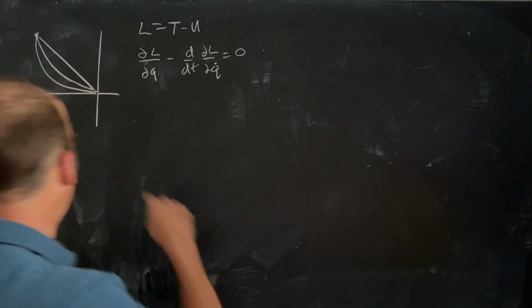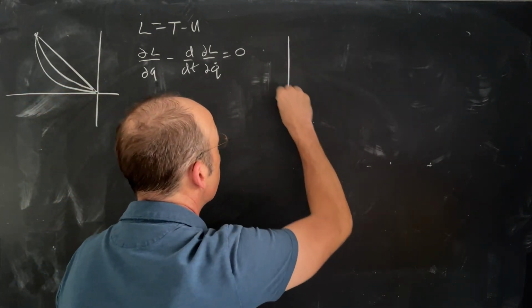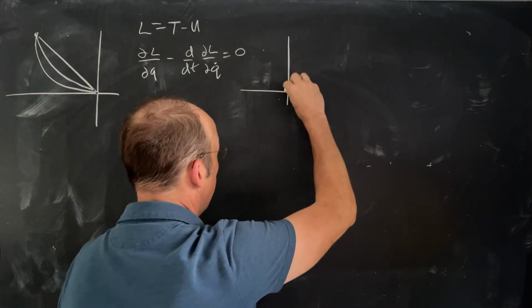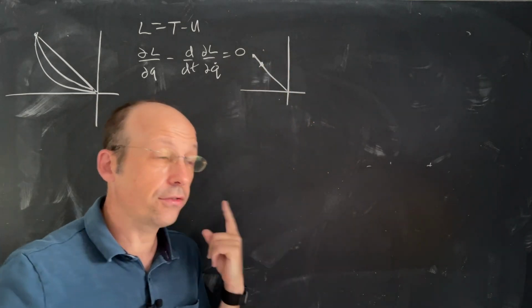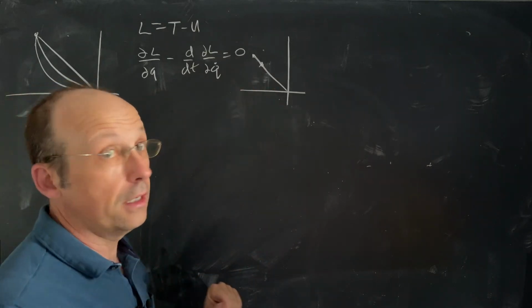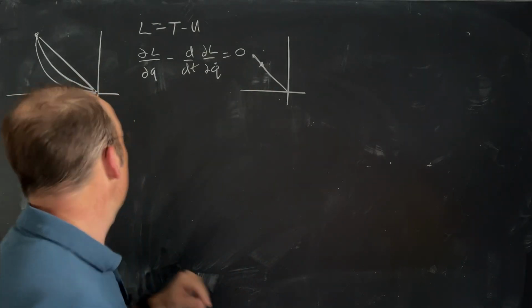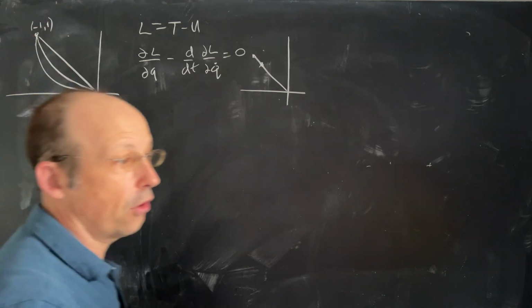Okay, so I'm going to start with this one right here. So I'm going to redraw that. It's kind of small. So how many degrees of freedom, how many variables do I need to fully describe that situation? And this is going to be the point negative 1, 1, so that they're all going to start from the same point.